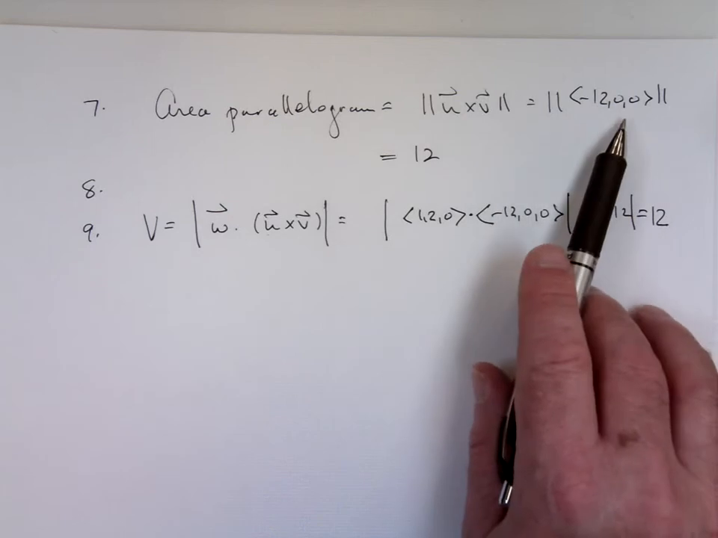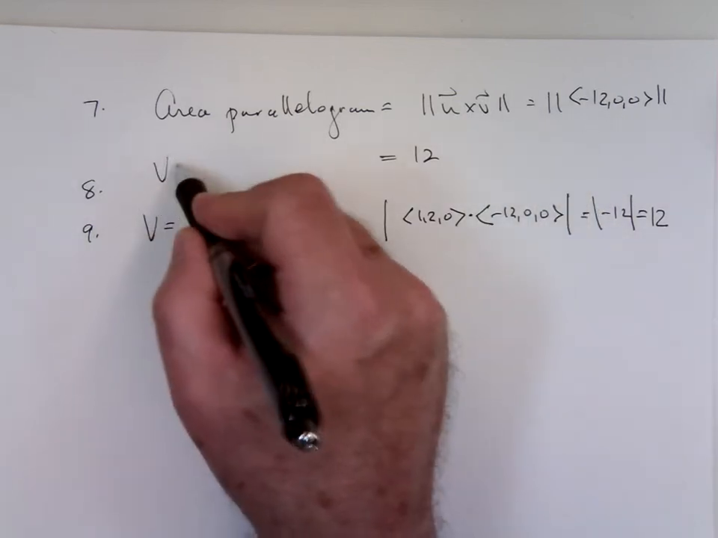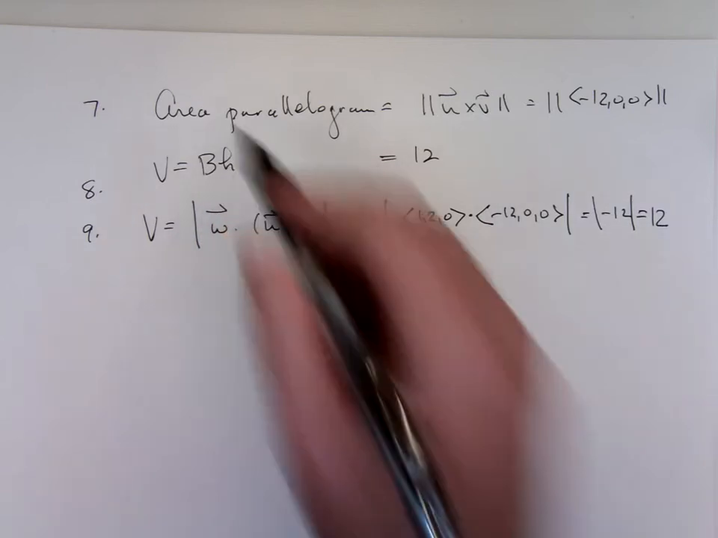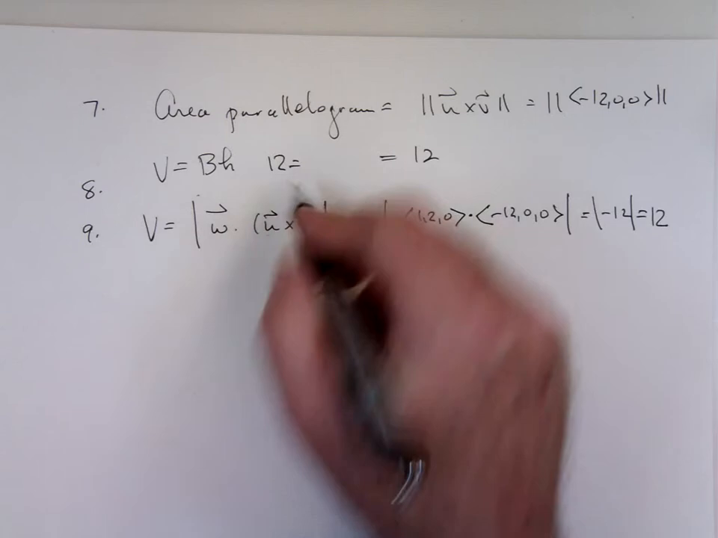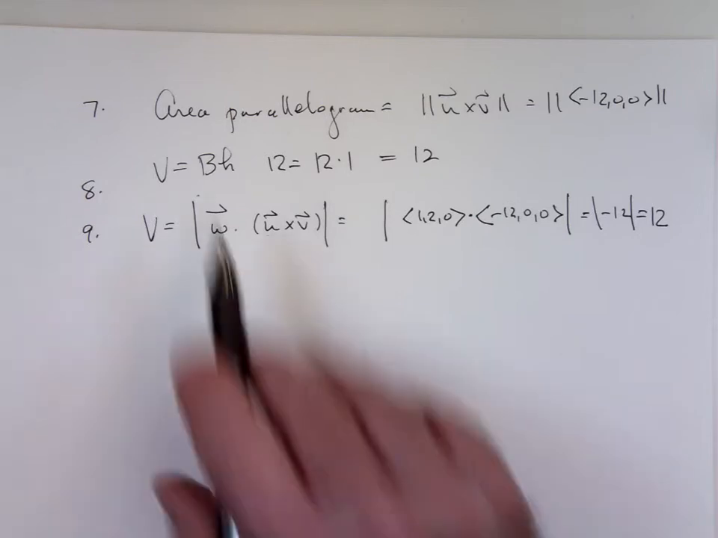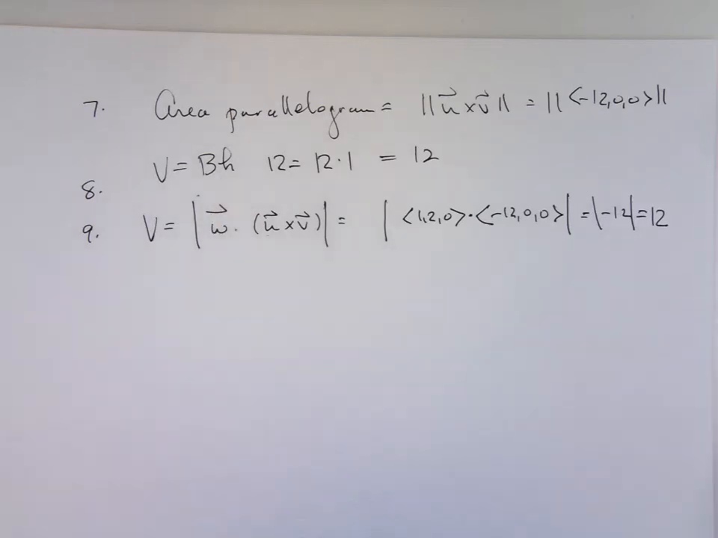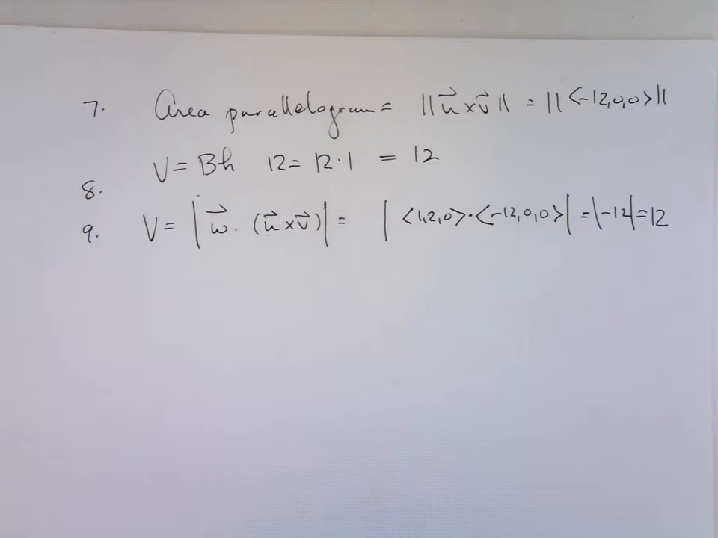The area of the parallelogram is 12. The volume is base times the height. Therefore, since the volume is 12 and the area of the base is 12, that leaves a height of 1. That's probably the easiest way to do it, is do it in that order. Okay, but you can do another way to find the height, of course, is to find the magnitude of the projection of W on the cross product, which isn't all that bad anyway, so either way.